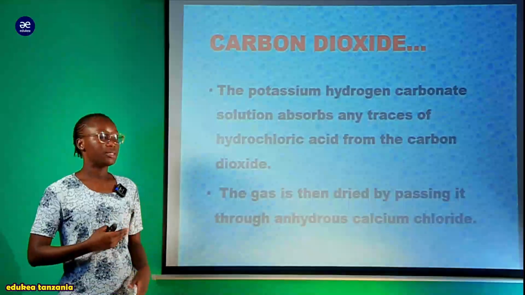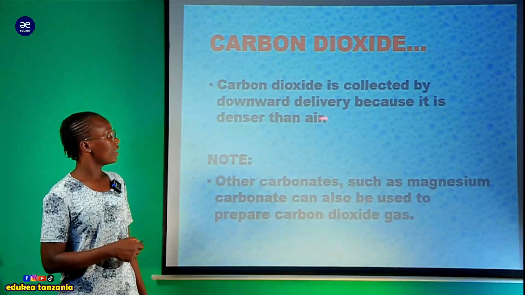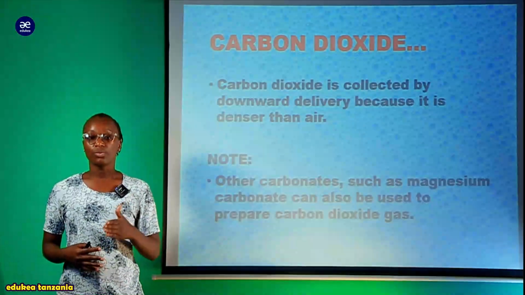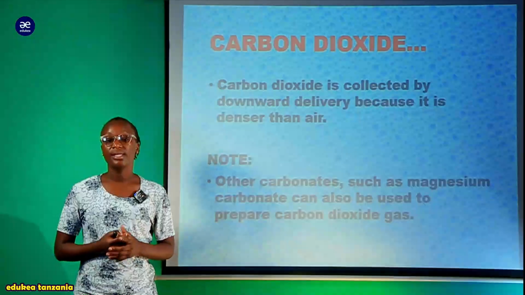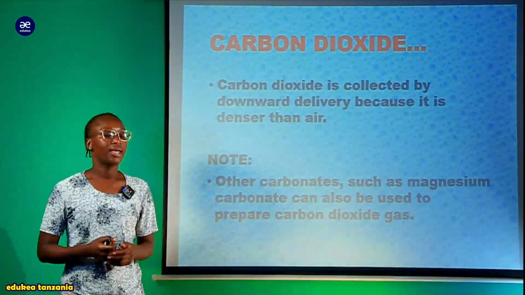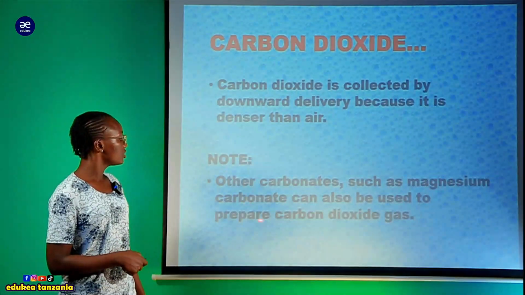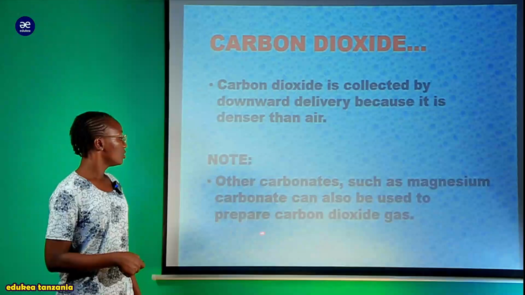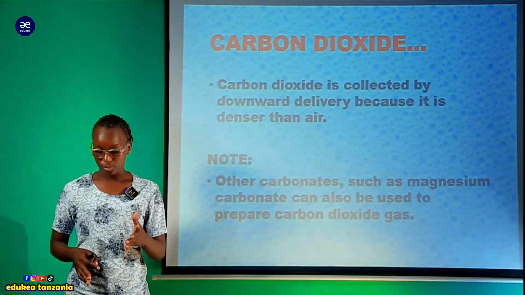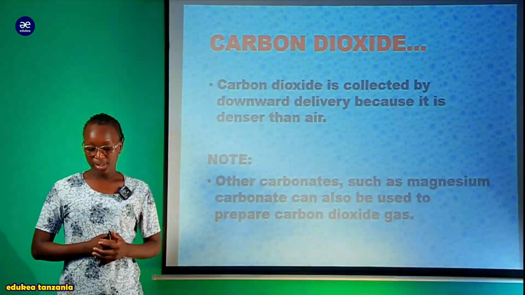The aim was this one. Now carbon dioxide is collected by downward delivery because it is denser than air. Something to note is other carbonates such as magnesium carbonate can also be used to prepare carbon dioxide gas, that is, we can use these other carbonates. For example, we have magnesium carbonate.